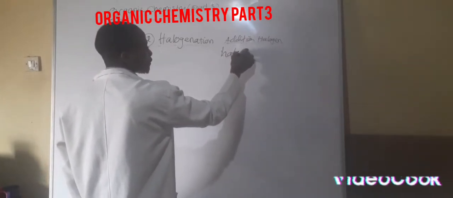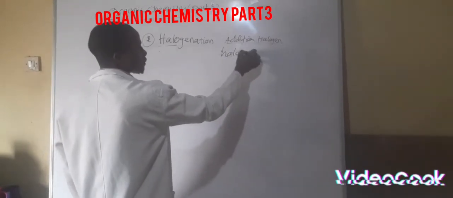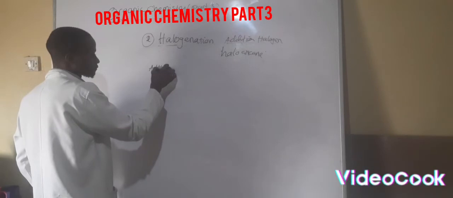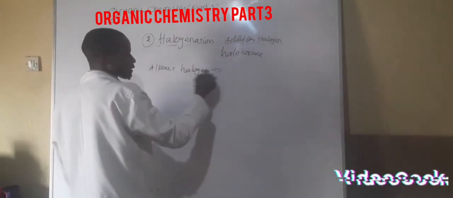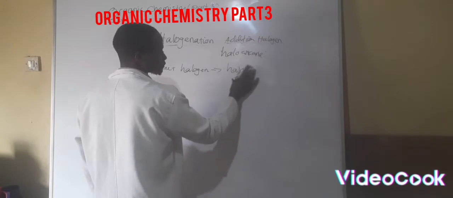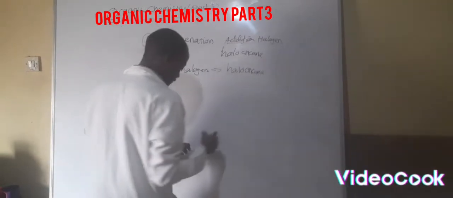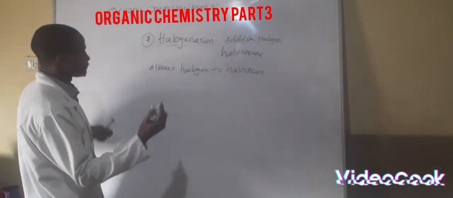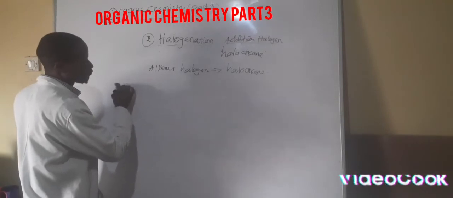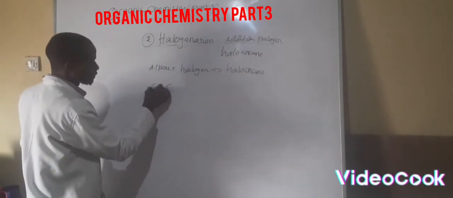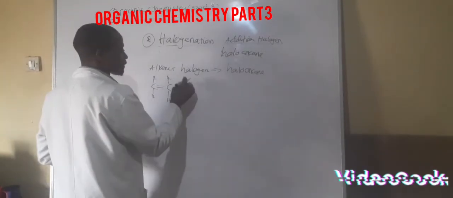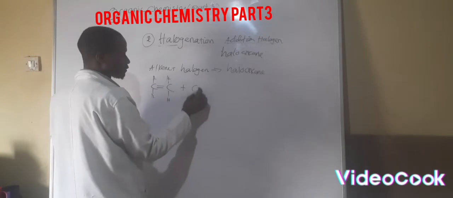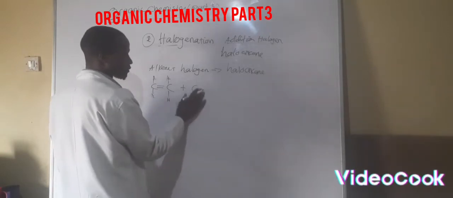So haloalkene, from the word halogen. For example, if you add the alkene plus the halogen, I'm going to produce the haloalkene. For example, we have ethene, C double bond C, plus any halogen, for example, chlorine. We use chlorine as an example. So we're going to produce this compound.